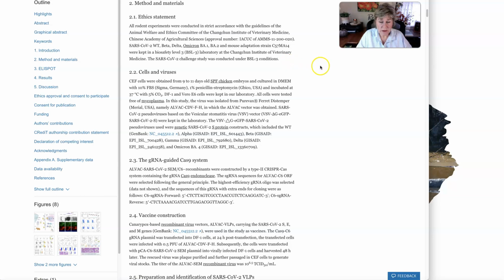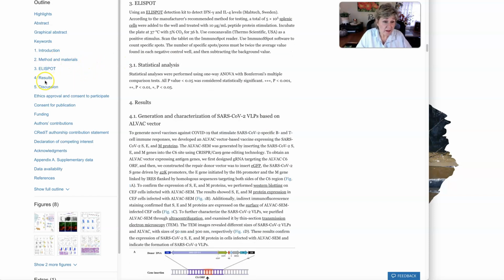Materials and methods, you never list out your materials. The materials are always contained in the description of the methods, how you did this. That's what this is. Cells and viruses, the gene editing system, how they constructed the vaccines, blah, blah, blah. This is how they tested it.